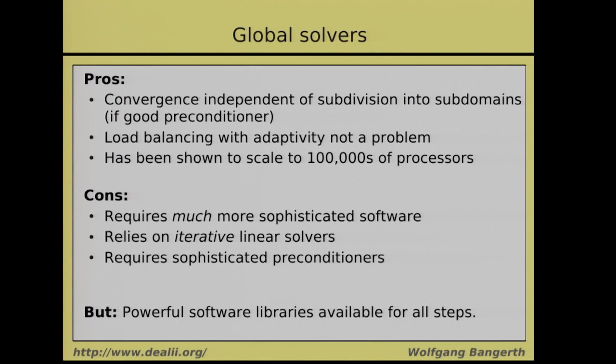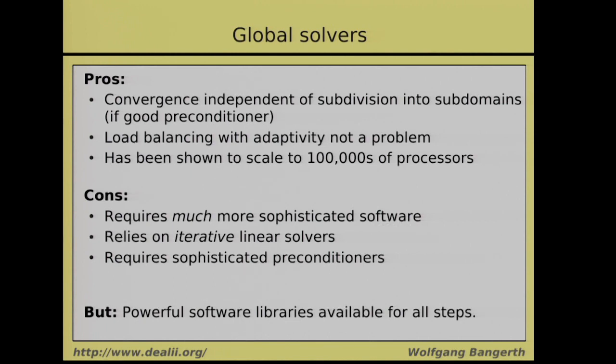We know that we can do load balancing even with additivity. We have, not we, but others have shown that you can scale this to hundreds of thousands of processors. In deal.II, we've scaled this to significantly over 10,000 processors, and it scales pretty well. I'm going to show you a few pictures later on.